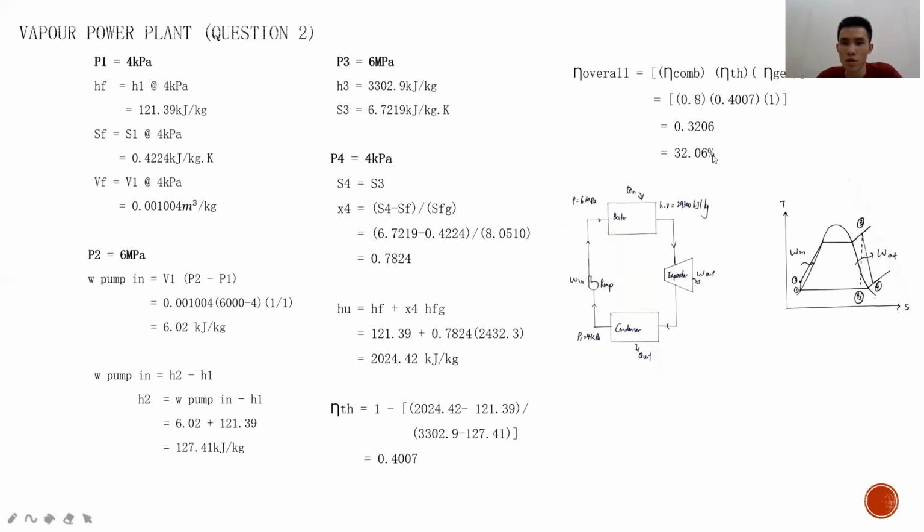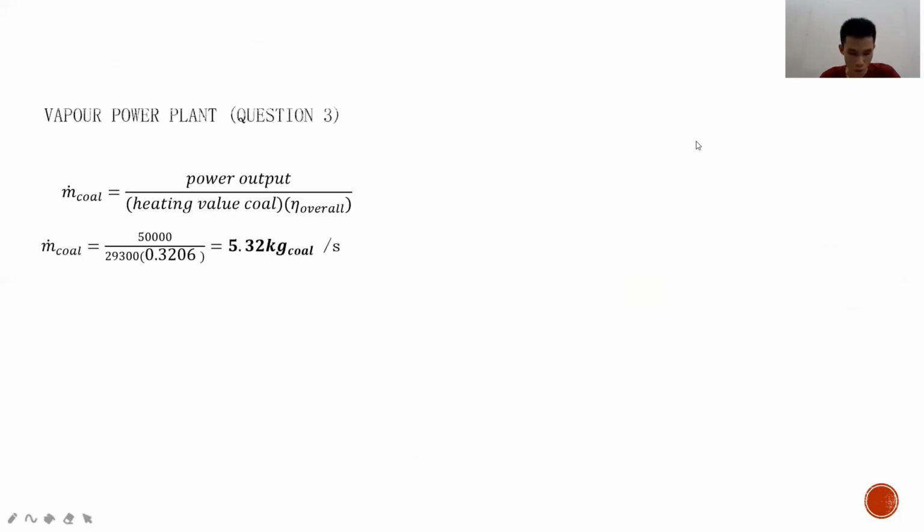which is 32.06%. So for the required coal to provide the heat source for the power plant to work, we can use this formula. m equals power output divided by the heating value of coal times overall efficiency, which is 50K divided by 29.3K times 0.3206, and we will get a value of 5.32 kg per second. Thank you, and I will pass to my friends.